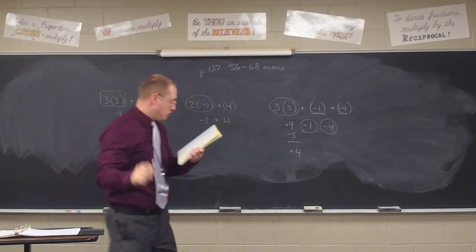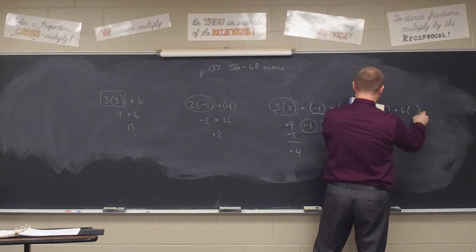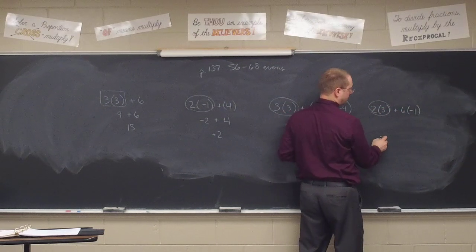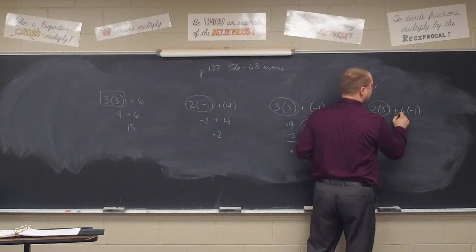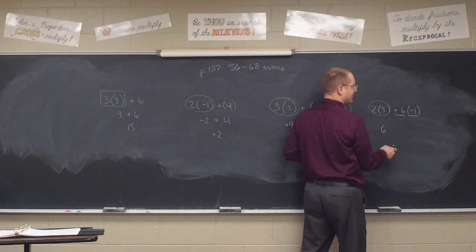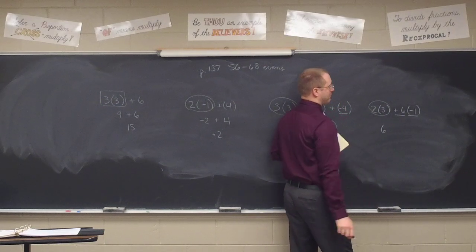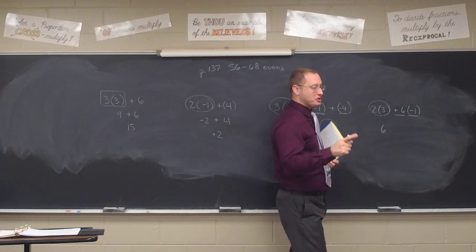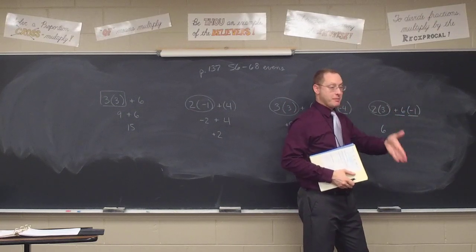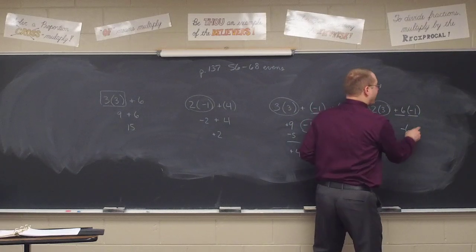Need to see 62. We've got 2 times x, which is 3, plus 6 times y, which is -1. Then what do we get for 2 times 3? 6. And then what about positive 6 times -1? Then we're multiplying. When we multiply, we say, are the signs the same or different? Different. We automatically get a negative. Now, what's 6 times 1? 6. So that gives us -6.